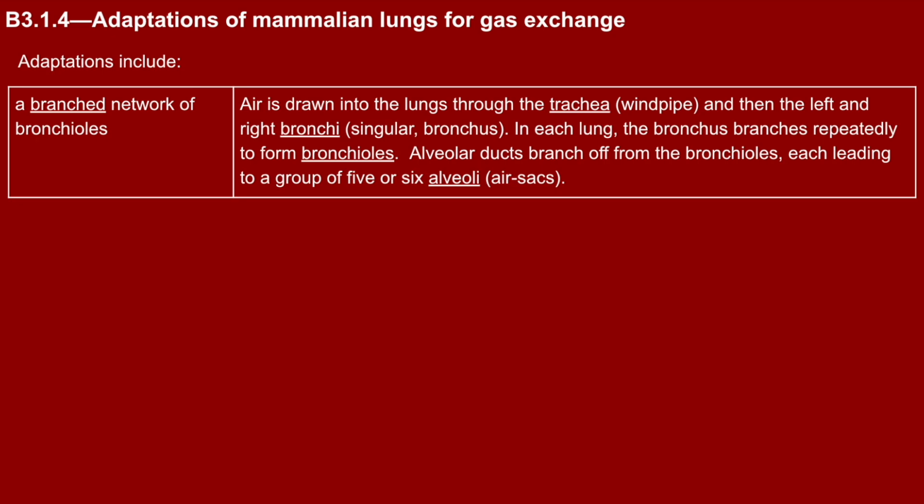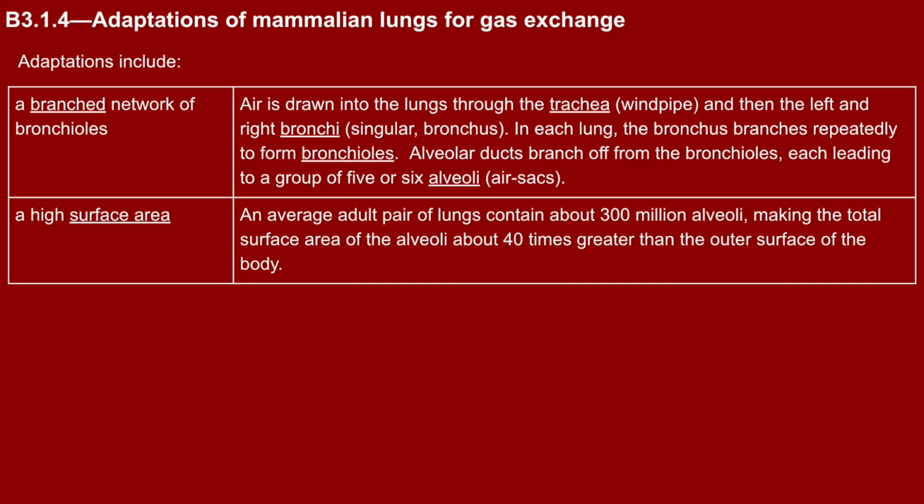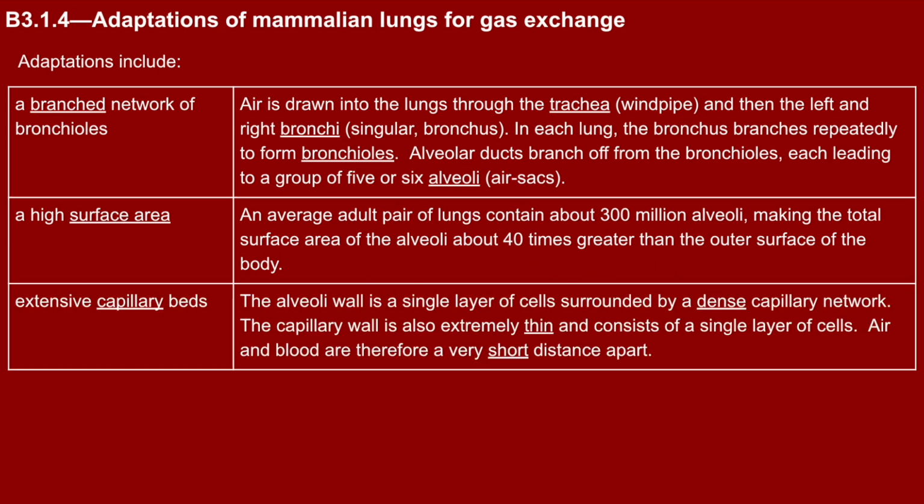Okay, adaptations of mammalian lungs for gas exchange. So we have that branched network of bronchioles that's going to lead to alveoli. Again, they have that high surface area. If we were to just have our skin and do gas exchange directly across our skin, like a unicellular organism would do it directly around its outer membrane, we would need to have 40 times the surface area to support the amount of volume in our bodies. And so it's really important we have those lungs with alveoli providing that 40 times surface area.